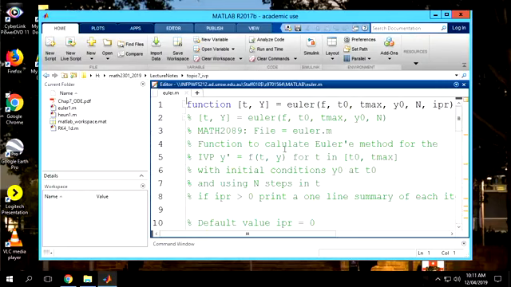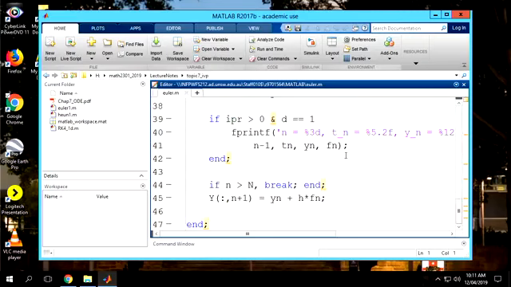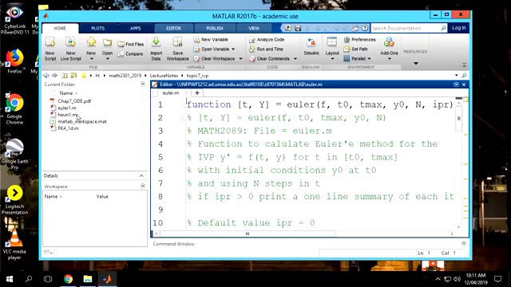So this is the function that solves the ODE by the Euler method, and you can assume that y can be a vector, so the initial data could be a vector. Maybe we start with something similar to this.